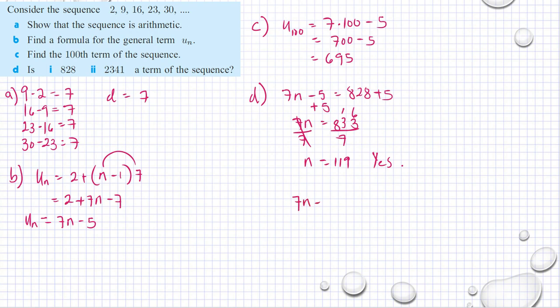How about the other one, 2341? We have 7n minus 5 is equal to 2341. Plus 5, we have 7n is equal to 2346. Divided by 7, n is equal to 335.14, not exactly. So this is a no, because 2346 is not divisible by 7.